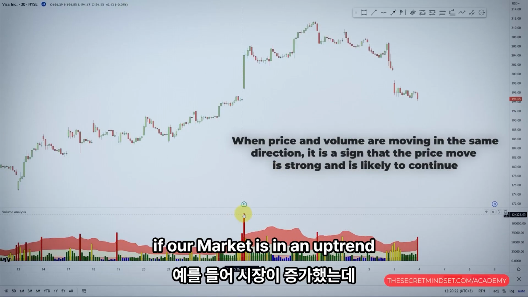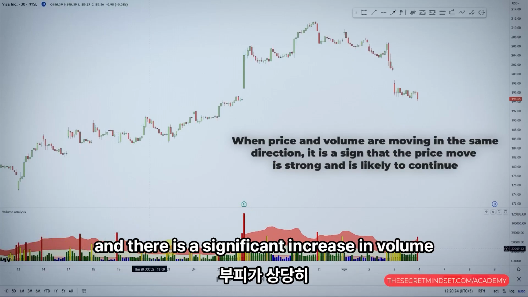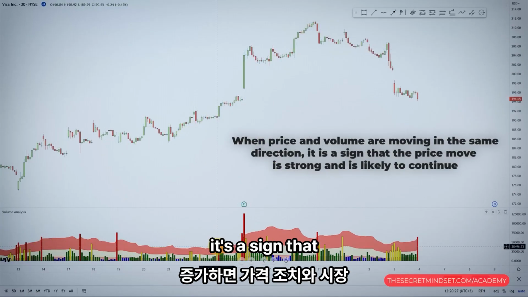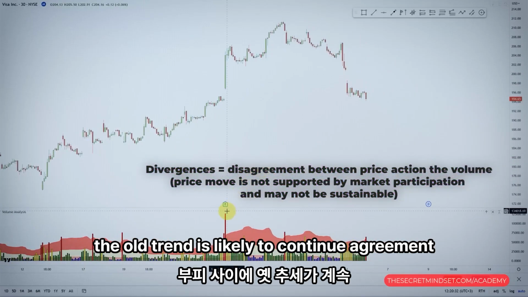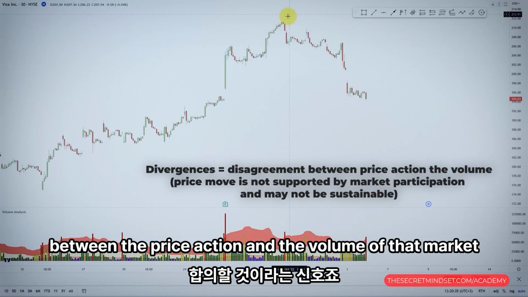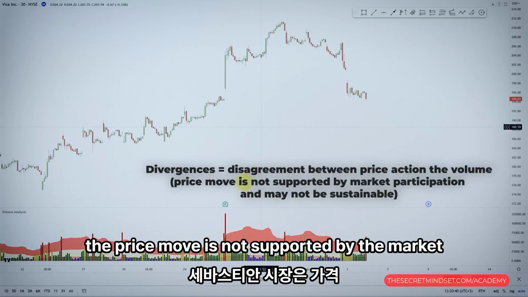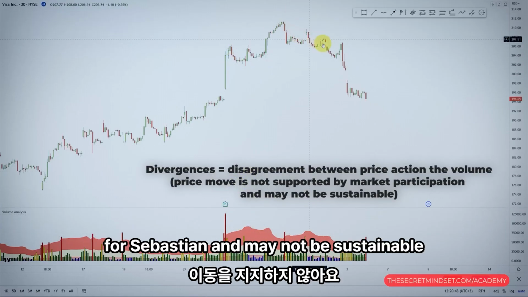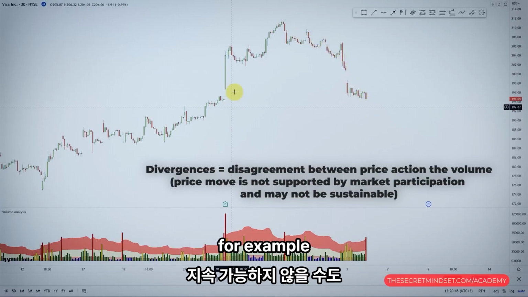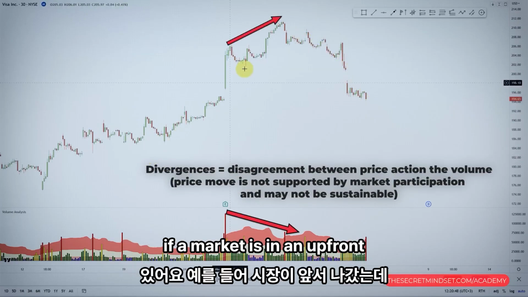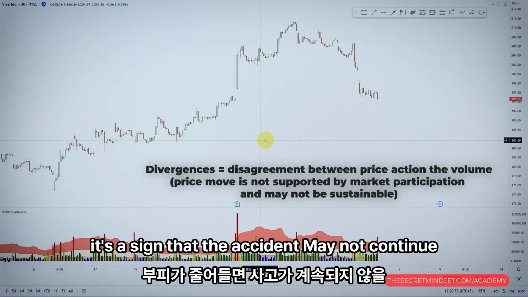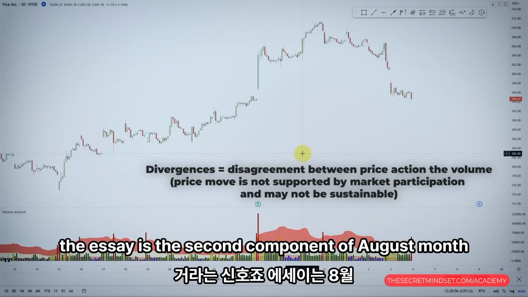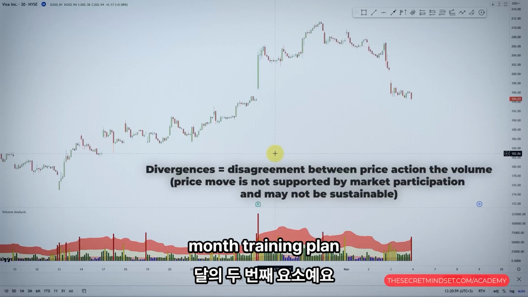For example, if a market is in an uptrend and there is a significant increase in volume, it's a sign that the uptrend is likely to continue. Divergences between price and volume occur when there is a disagreement between the price action and the volume of that market. This can indicate that the price move is not supported by market participation and may not be sustainable. For example, if a market is in an uptrend but the volume is decreasing, it's a sign that the uptrend may not continue. So, VSA is the second component of our smart money trading plan.